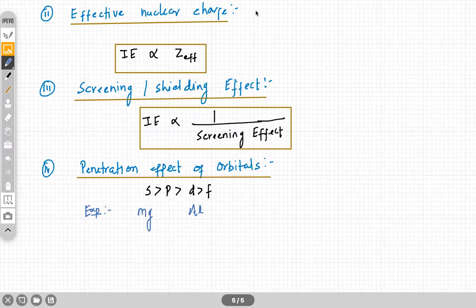If you are considering the size factor, I have already told you that ionization energy is inversely proportional to size. So if you consider the size factor, then aluminium should have more ionization energy than magnesium. But that is not the answer. The answer is the other way. The answer is this order of ionization energy. So one factor gives you aluminium as the answer. Another factor, that is the penetration effect, gives you magnesium.